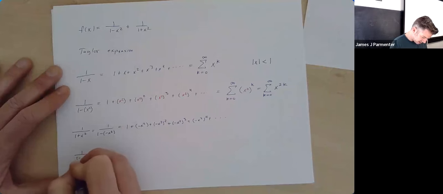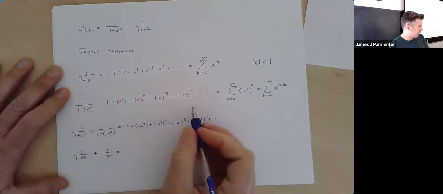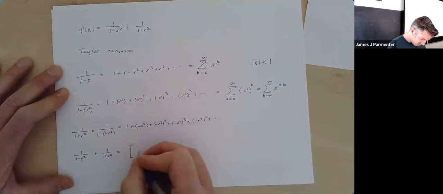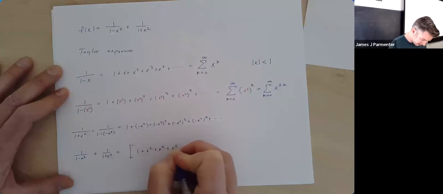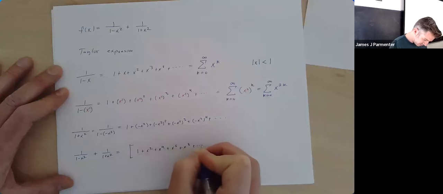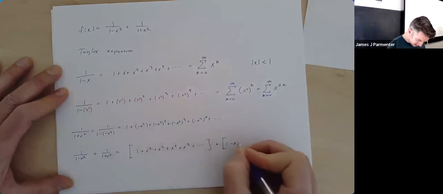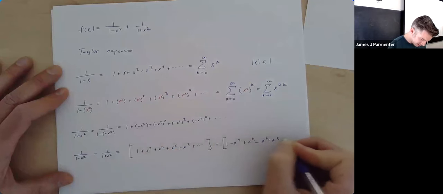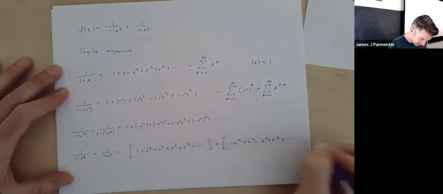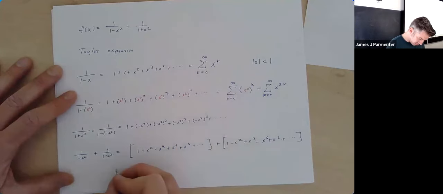so 1 over 1 minus x squared plus 1 over 1 plus x squared. I'm just going to write the first few terms here. So I'm going to get 1 plus x squared plus x to the 4th plus x to the 6th plus x to the 8th, plus 1 minus x squared plus x to the 4th minus x to the 6th plus x to the 8th minus the next one. And then if I start adding these together, great, 1 plus 1 is 2.